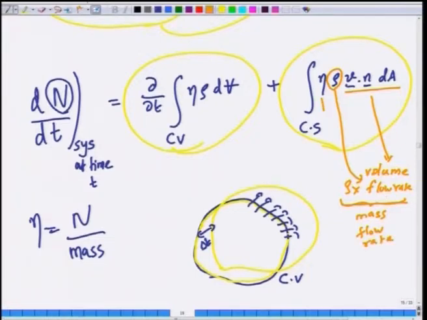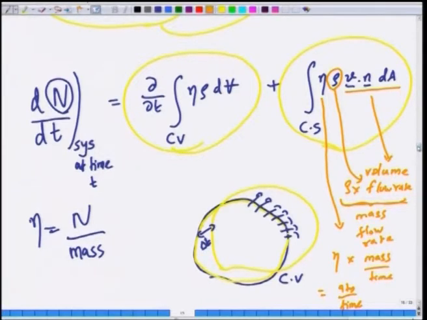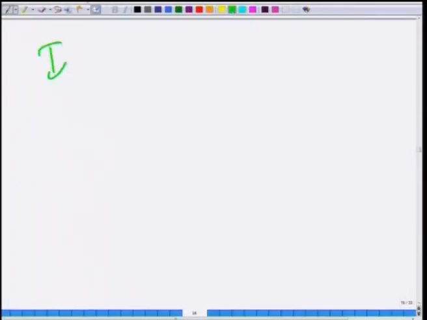If you multiply this, which is quantity per unit mass, eta times mass flow rate will give you, let us say, the quantity per unit time due to surface flux. So, this is the Reynolds transport theorem. Now, we want to derive the integral balances of mass, momentum and energy using the Reynolds transport theorem.